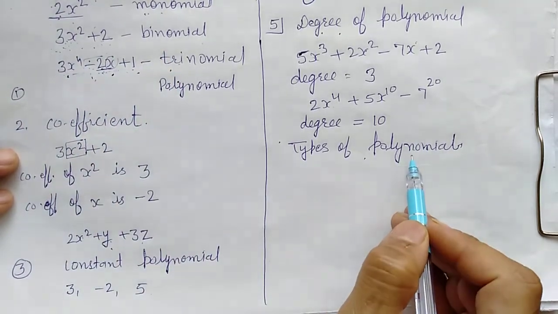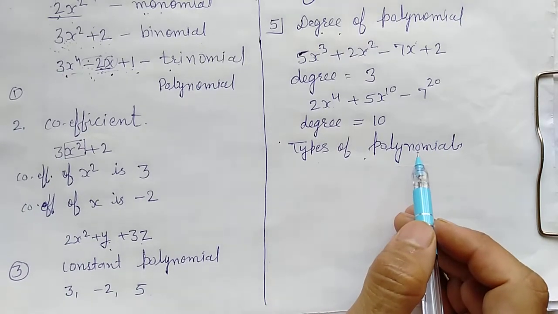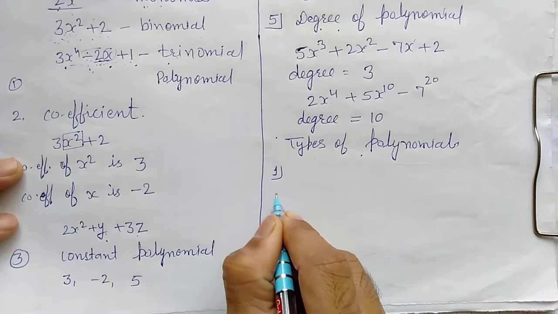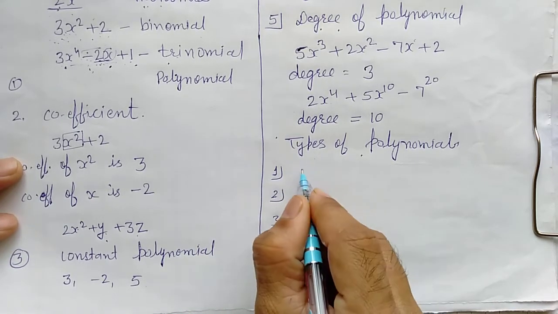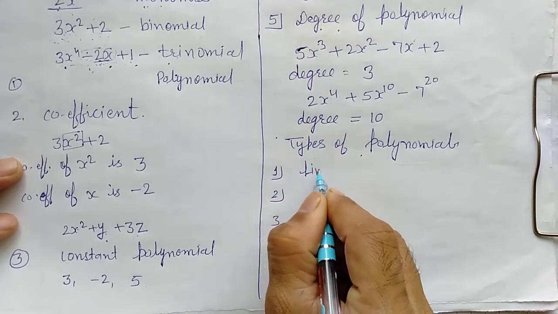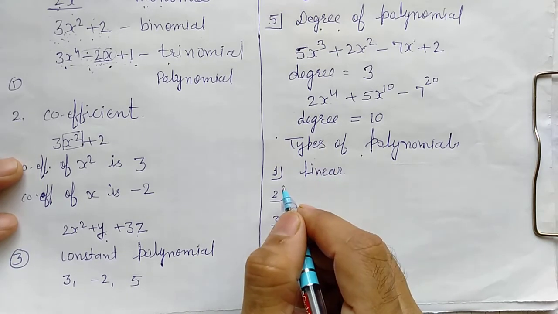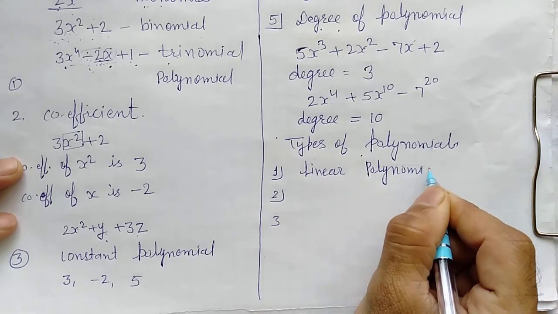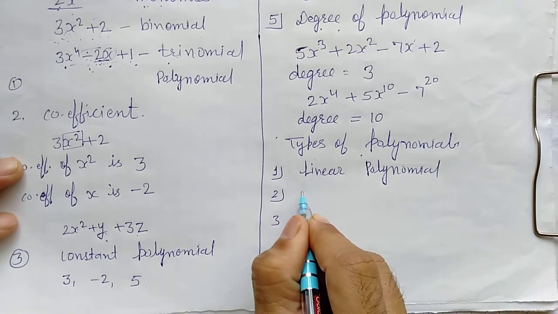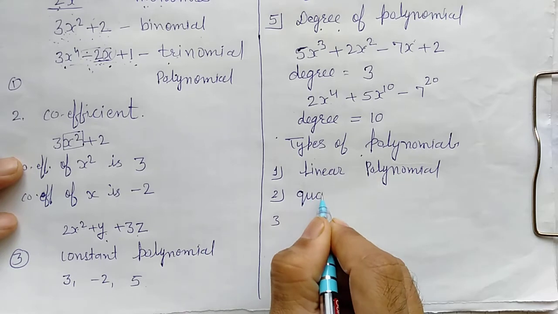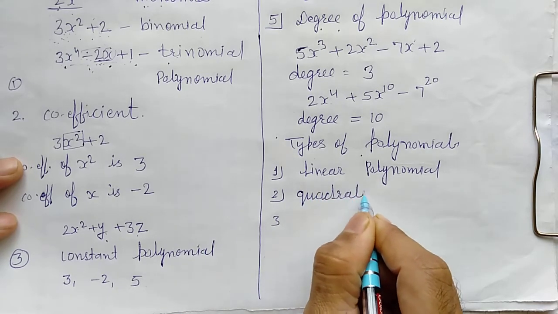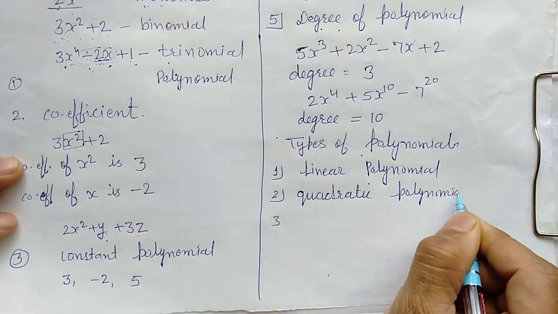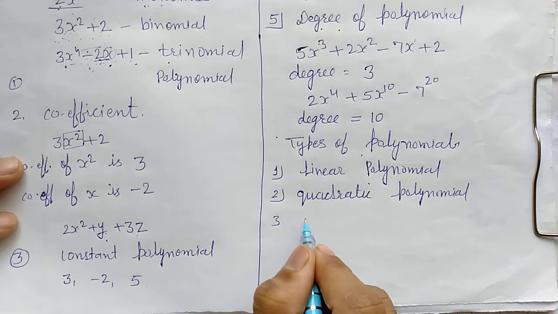And here, type of polynomial on the basis of degree. Here we have 3 types. I am writing here 1, 2 and 3. One is linear polynomial. Second one is quadratic polynomial. And the next one is cubic polynomial.